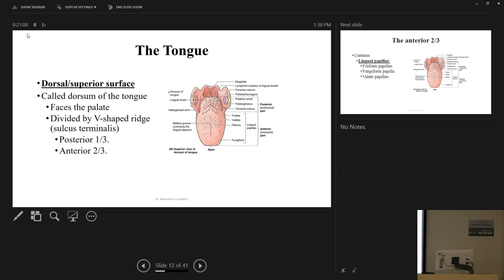The importance of this, it divides the tongue into an anterior 2/3 and a posterior 1/3, right? The sulcus terminalis or the terminal sulcus is this V-shaped groove here that divides the tongue into anterior 2/3 and posterior 1/3.